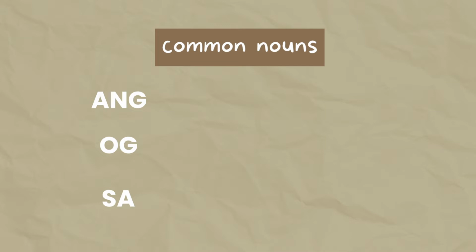For example, ang libro ni Ana. As mentioned earlier, a marker always comes before the noun. It always precedes it along with any modifying words, such as adjectives. In this sample sentence, the ang marker precedes the word libro, which means book. So this sentence means the book of Ana, or Ana's book. The ni here is also a noun marker, but for a personal noun, which we will discuss in another video.